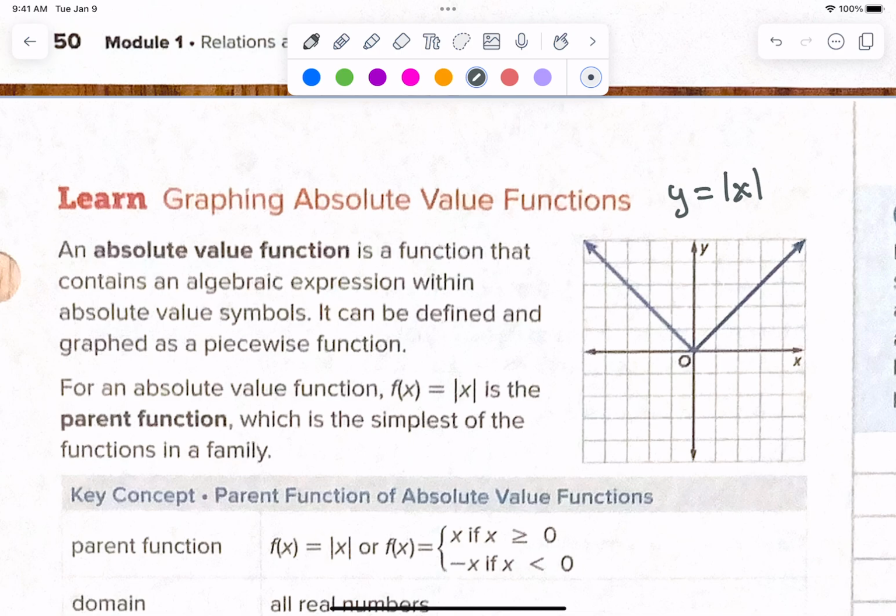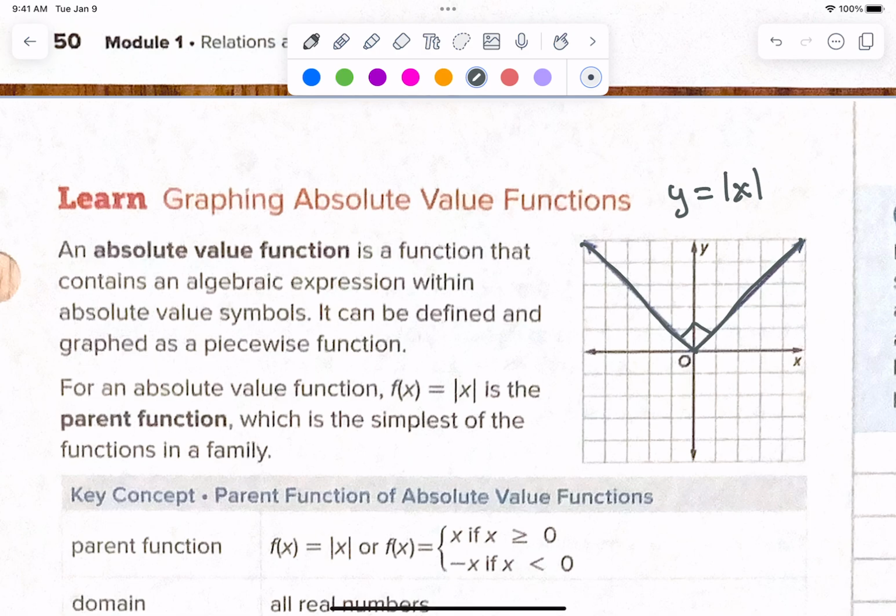We said that y equals x, a linear function, looks like a line. X squared looks like a U, a parabola. We talked about some of those. The absolute value function looks like a V. It goes up at 45-degree angles, making a 90-degree angle in the middle. That's what absolute value looks like.